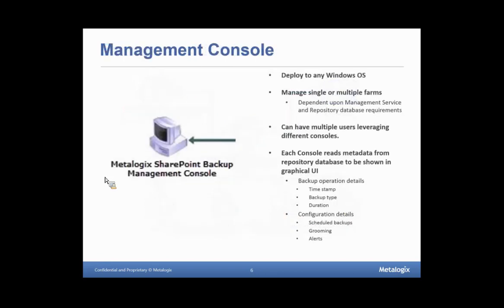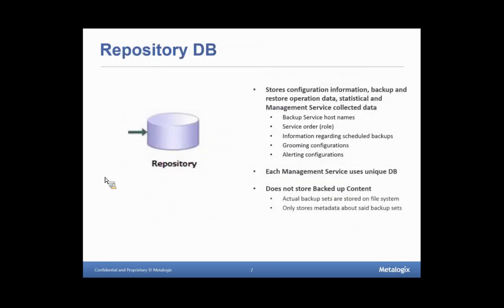So moving along to that repository database, the database can be considered a large configuration file for the installation. So we're storing config information, backup and restore operational data, and statistical and management service collected data. That includes stuff like the backup service host names. What servers in the farm are hosting backup services? The service order or role of each of those backup services, i.e. which of these backup services is the primary backup service. We'll talk more about it in a moment.